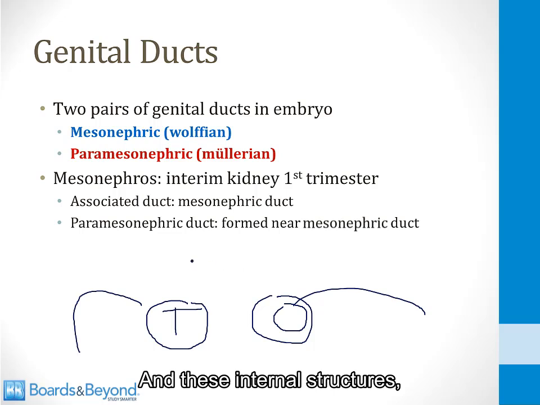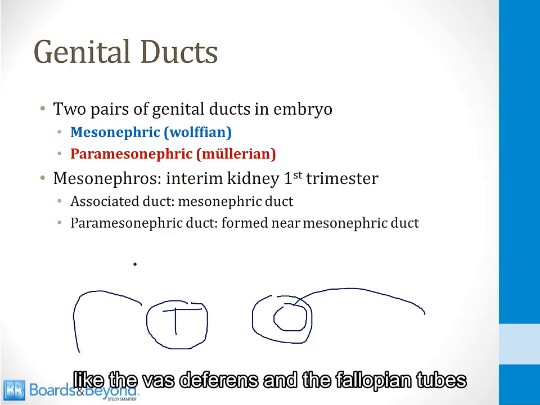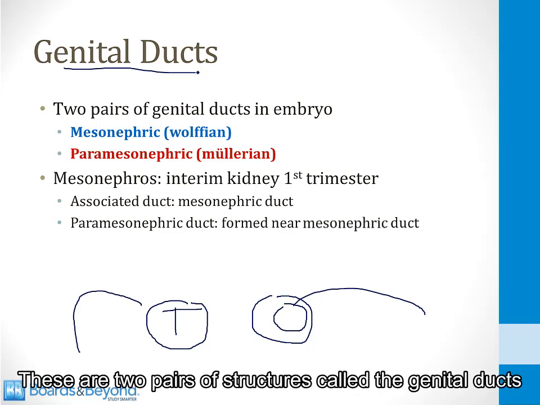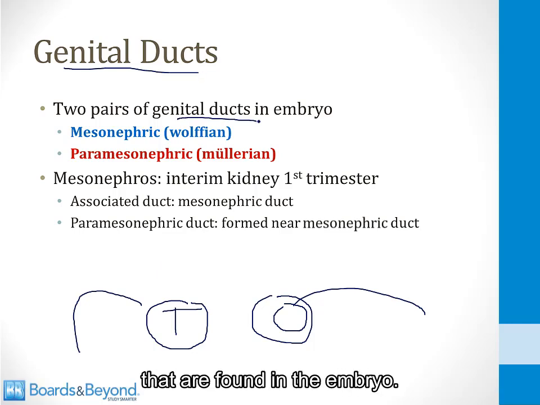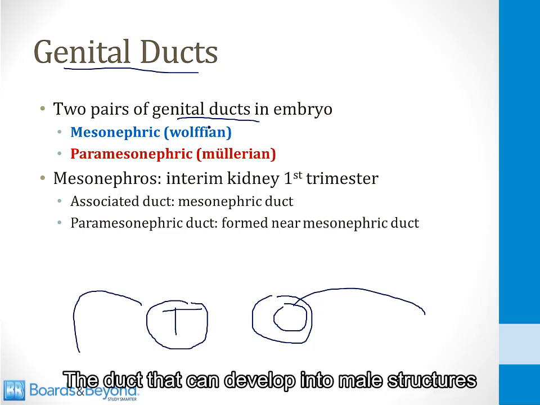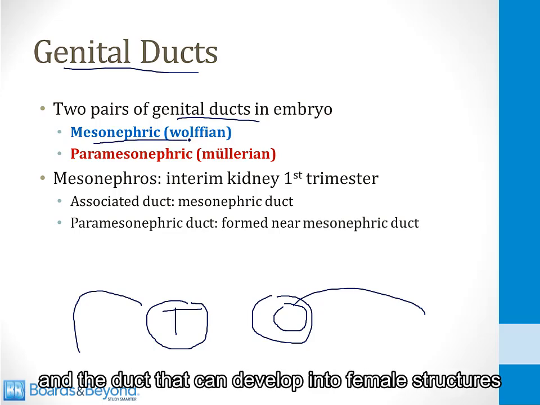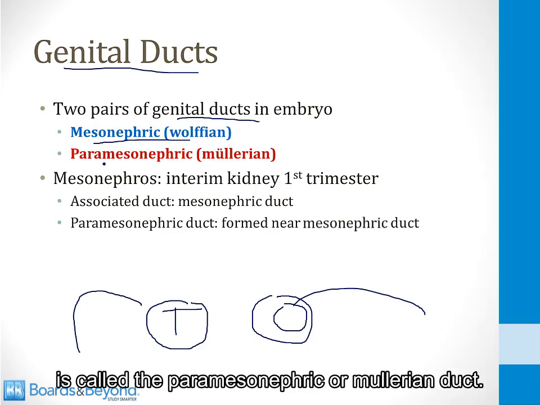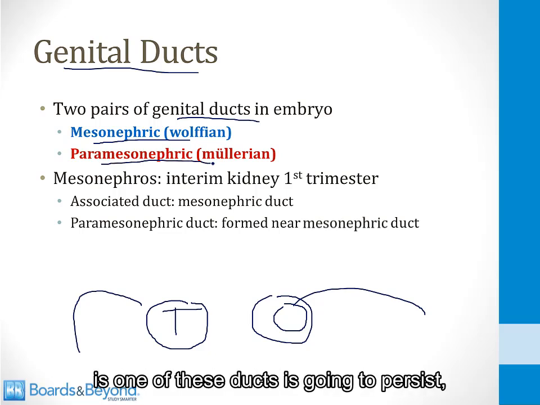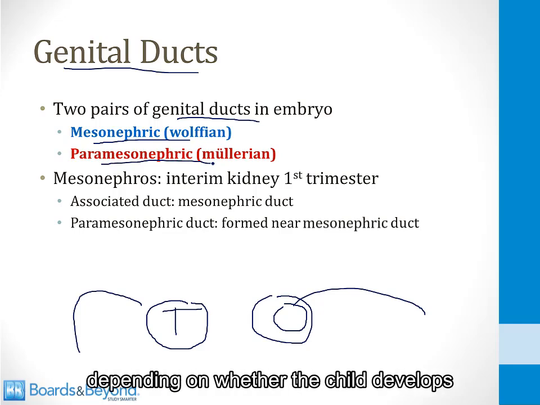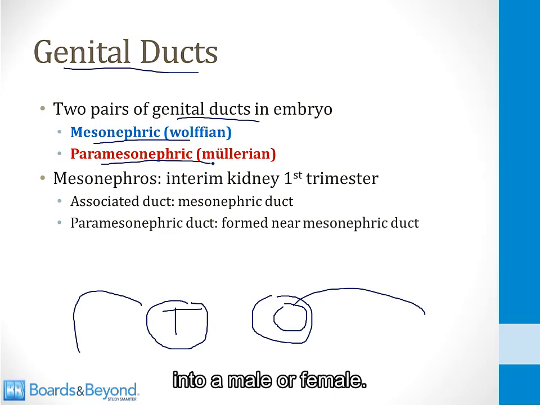And these internal structures like the vas deferens and the fallopian tubes develop from what's known as the genital ducts. These are two pairs of structures called the genital ducts that are found in the embryo. The duct that can develop into male structures is called the mesonephric or Wolffian duct, and the duct that can develop into female structures is called the paramesonephric or Mullerian duct. And basically what's going to happen is one of these ducts is going to persist and the other one is going to go away, depending on whether the child develops into a male or female.